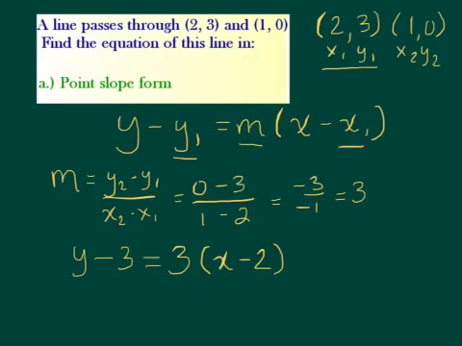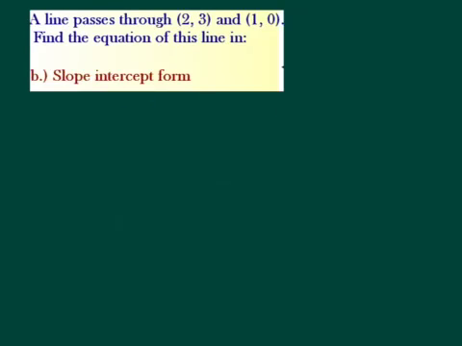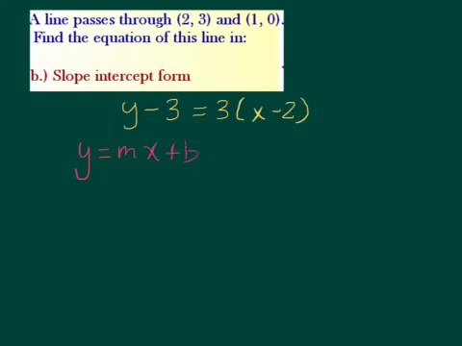Okay, let's use the point-slope form to turn it into the slope-intercept form. So I'm going to write down the equation we just found: y minus 3 equals 3 times x minus 2. And I want to use this to turn it into an equation in the slope-intercept form. Let's go ahead and write the slope-intercept form down. The slope-intercept form is y equals mx plus b. So I want to get to this equation using what we just found for the point-slope form.